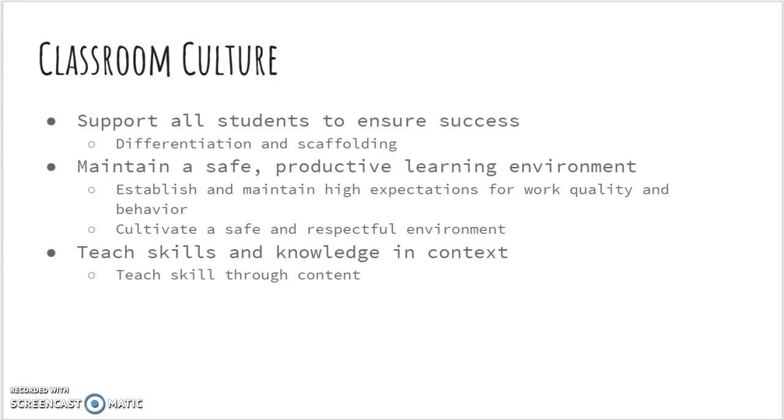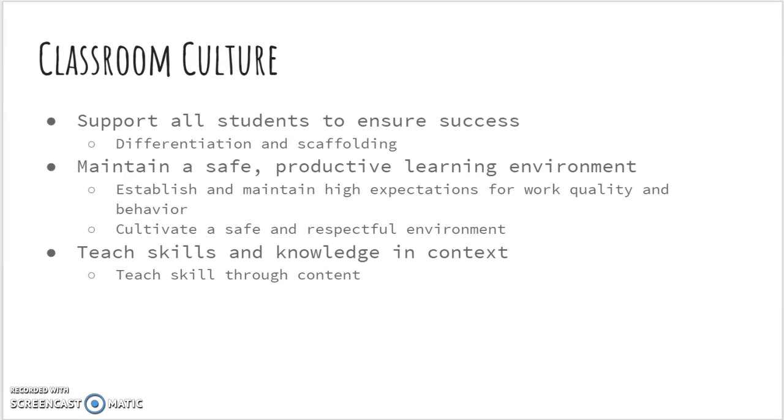All right, classroom culture. One thing is you want to make sure you're supporting all students to ensure success, and you can do so through differentiation and scaffolding. One way that I like to scaffold is to take maybe a newspaper article or some kind of reading, and then I will have an easier version of that reading for my students with special needs and/or English learners, or maybe even struggling students whose reading level may not be as advanced as some of my other students.